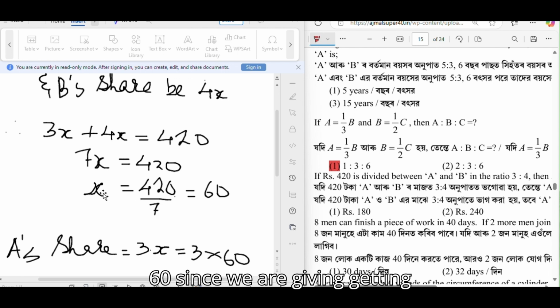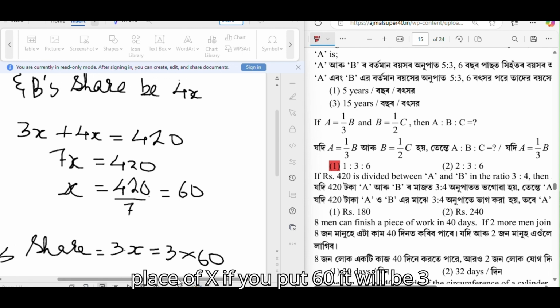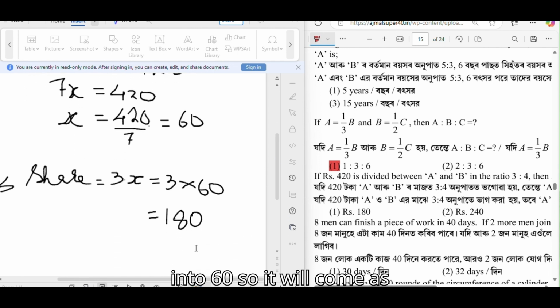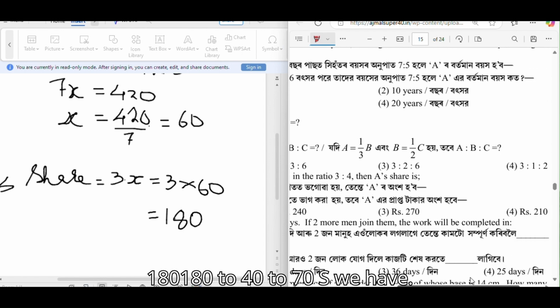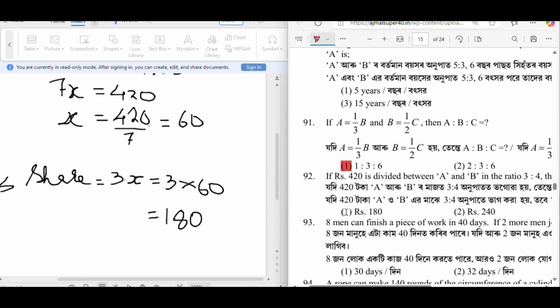Since we are getting the value of x as 60, A's share will be equal to 3x. In place of x, if we put 60, it will be 3 into 60, which comes to 180. So we'll check if we get 180. Yes, we have our option. This one is our answer, 180.